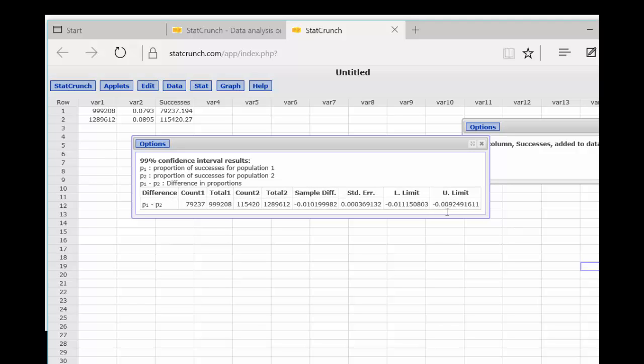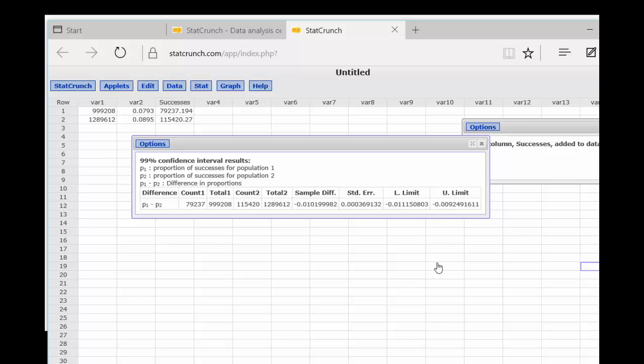Well, why is that such a tight interval around this sample difference? Easy enough. Remember the N. The N1, the count in the first trial, was 79,000. That's a large N. The n in the second proportion is larger, 115,000. So that's a lot of power, and that's why this confidence interval is so tight.